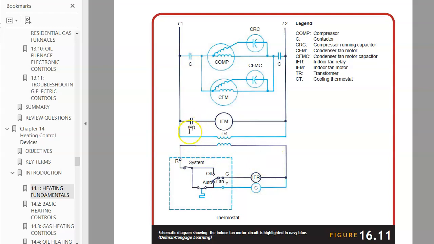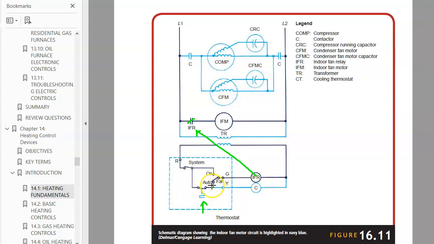The contactor of the IFR, this one will energize. This will go from the normally open to the closed position. How does this one function? This one functions if the thermostat senses an increase in temperature, so this one will be closed.